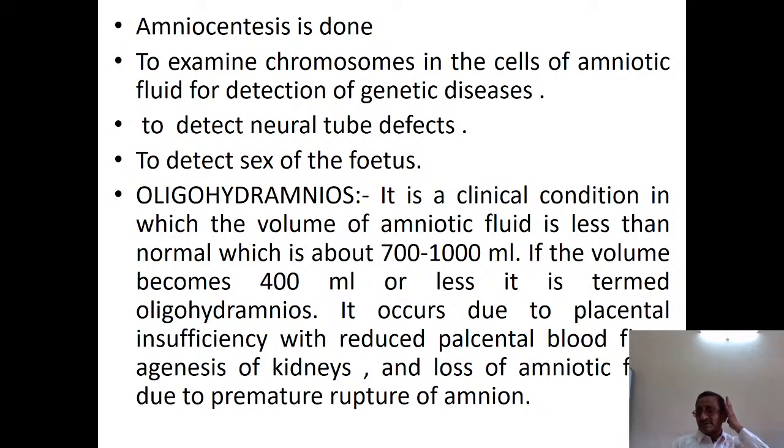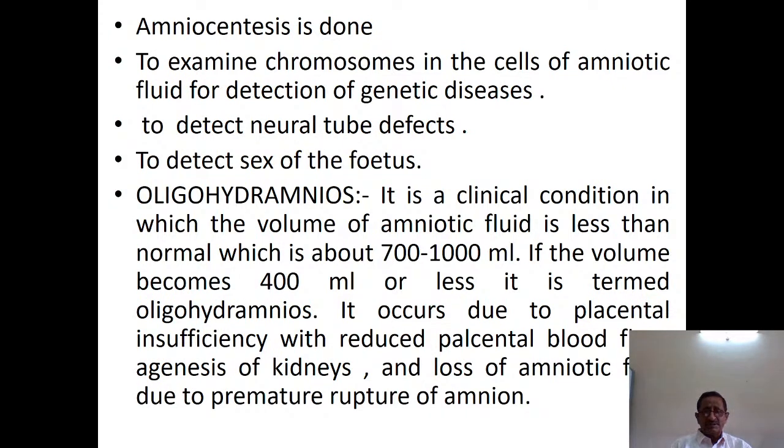Now, the conditions vary. The amniotic fluid is less or more. If it is less, we call it oligohydramnios. It is a clinical condition in which the volume of amniotic fluid is less than the normal, which is about 700 to 1000 ml. So this amniotic fluid is 700 to 1000 ml normally, and if the volume is 400 ml or less, it is termed oligohydramnios.